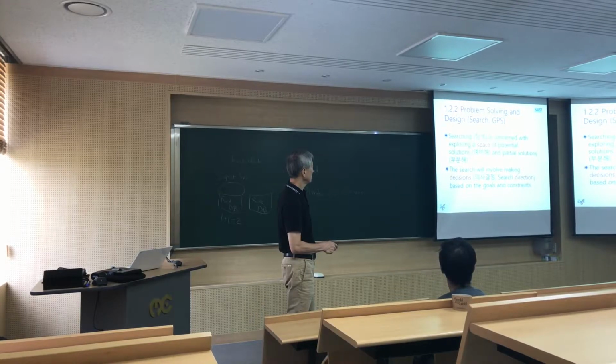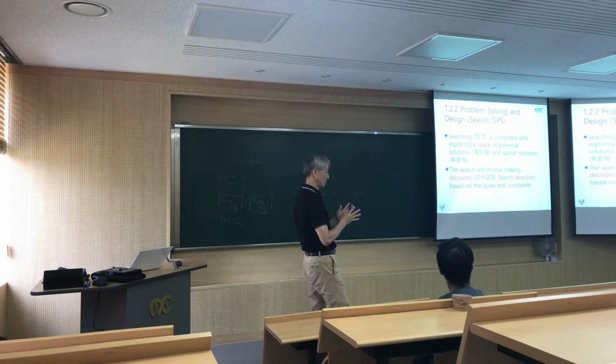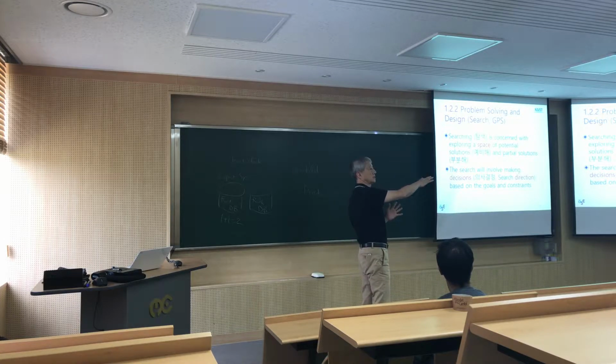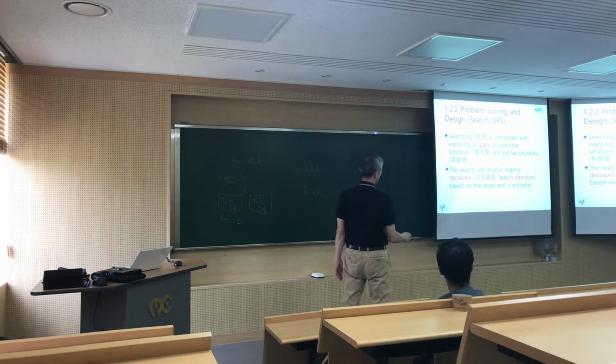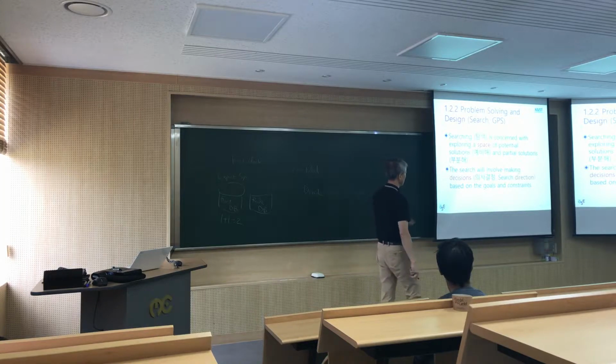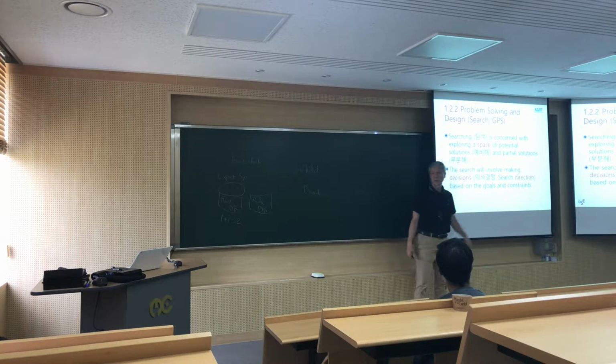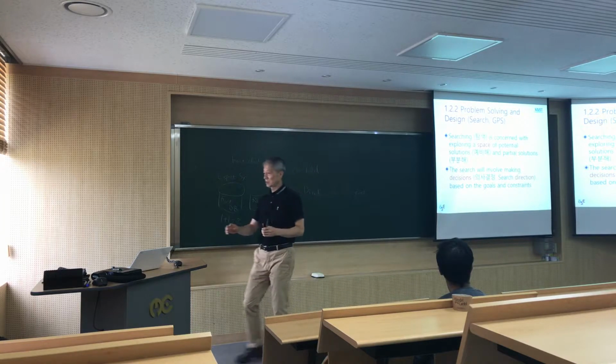They start from search, to find, exploring design space for potential solutions and also partial solutions. And then each search involves making decisions such as directions. So when I go to Busan city today, then I should decide which direction from here to arrive at Busan, go on to the right hand or left hand side or straight, based on goals and constraints. The goal can be arriving at Busan city. There are constraints that I should follow the rules of roads.